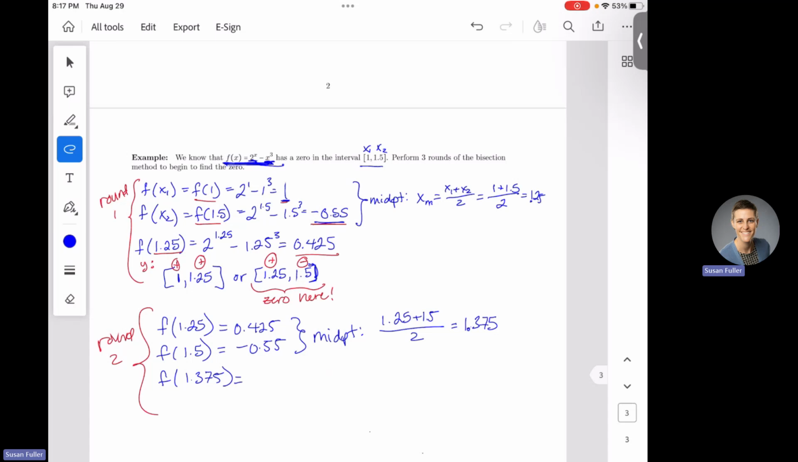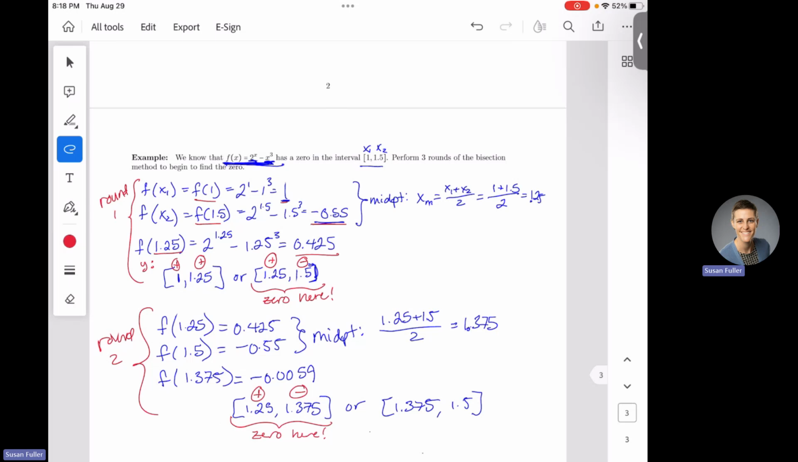I'm going to plug 1.375 into my function in my TI30X2S calculator, and I'm going to get negative 0.0059. So again, now I have to figure out where my 0 is. So is it in 1.25 to 1.375, or is it in 1.375 to 1.5? Again, we are going to look at our y values and whether they are positive or negative. At 1.25, my y is positive. At 1.375, my y value is negative. I switch signs, so here is where my 0 is.